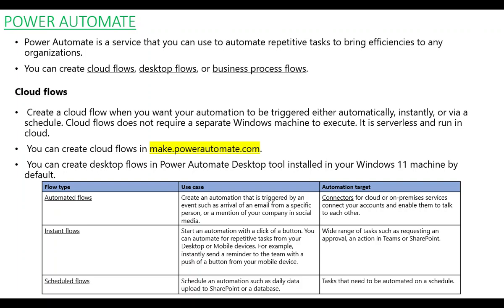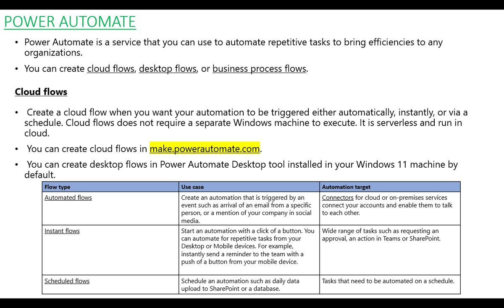So, what is Power Automate? Power Automate is a service that you can use to automate repetitive tasks to bring efficiencies to any organization. It is an automation tool which combines cloud flows and desktop flows for both API based and UI based automation, and it's quite a good tool, right? It's a very efficient way to automate your tasks.